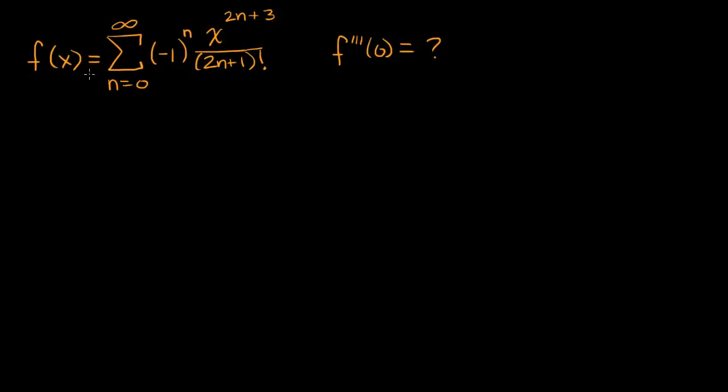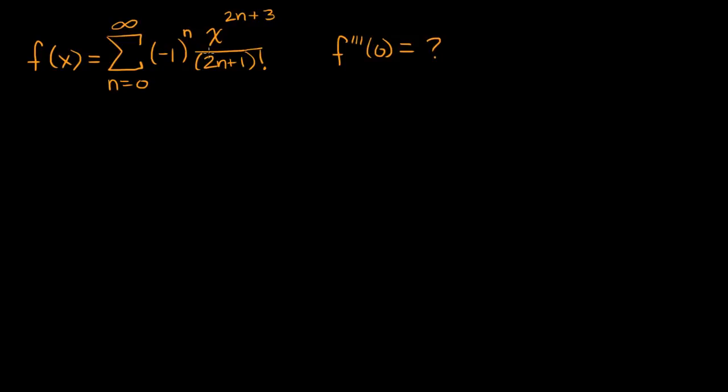So we're told here that f of x is equal to this infinite series, and we need to figure out what is the third derivative of f evaluated at x equals 0. And like always, pause this video and see if you can work it out on your own before we do it together. All right, so there's two ways to approach this.